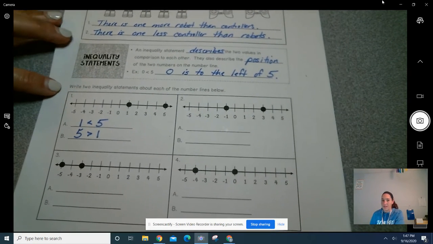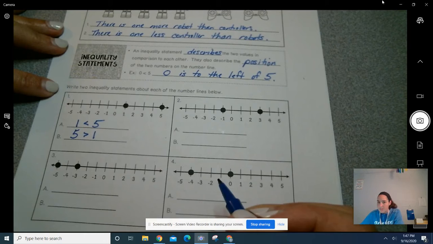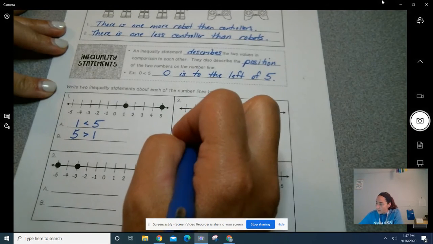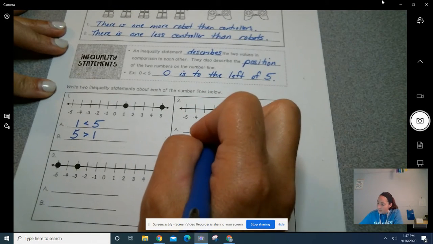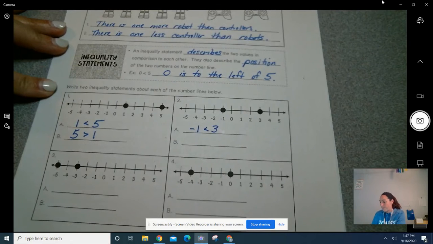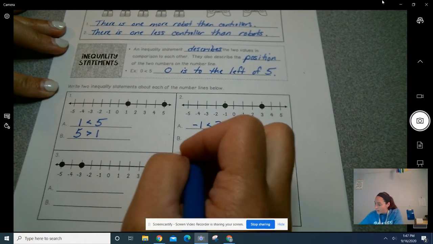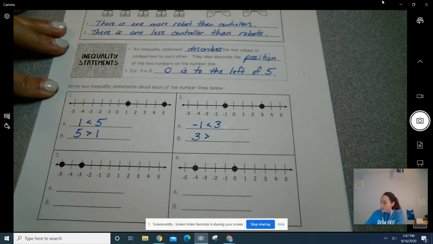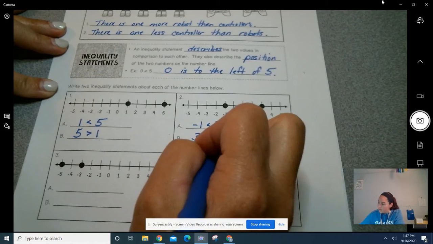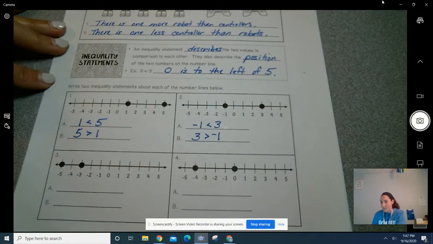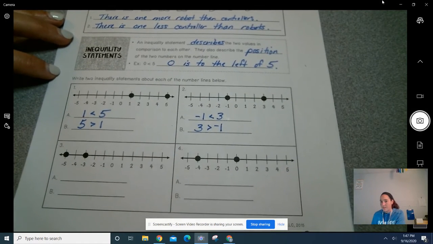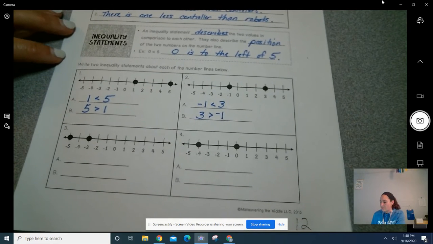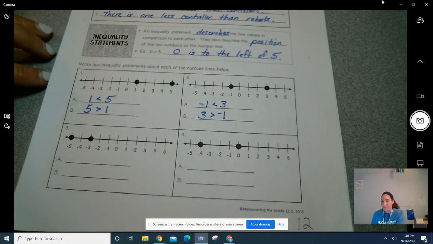If we look at number 2, the 2 statements here are going to be -1 is to the left of 3, or -1 is less than 3. Or you could say 3 is to the right of -1, or 3 is greater than -1. I'm going to let you guys do 3 and 4, and then we'll check them.